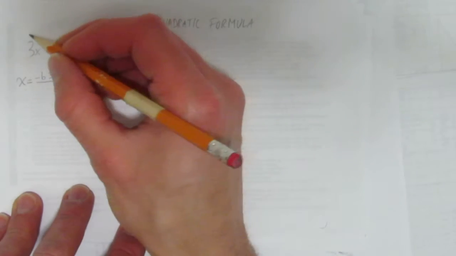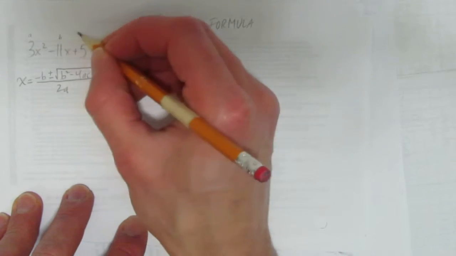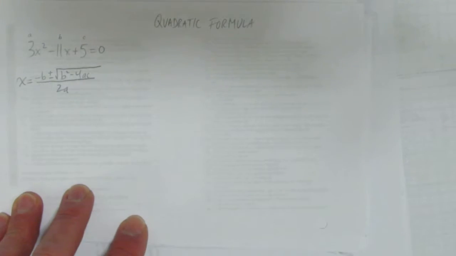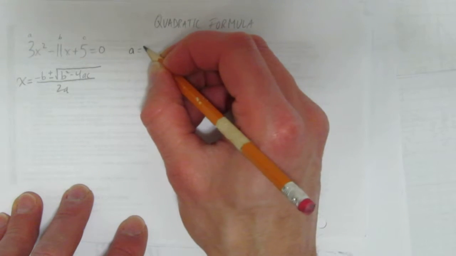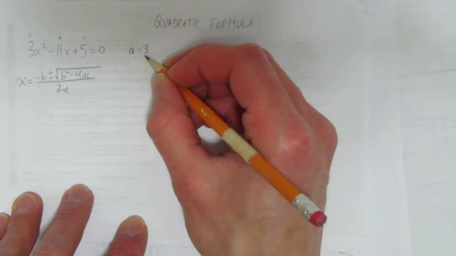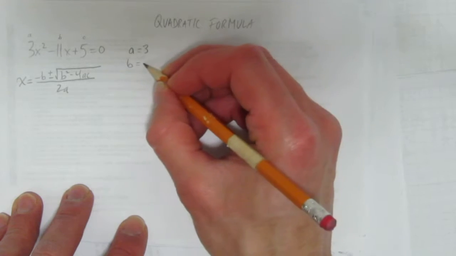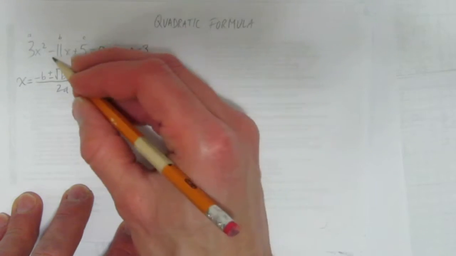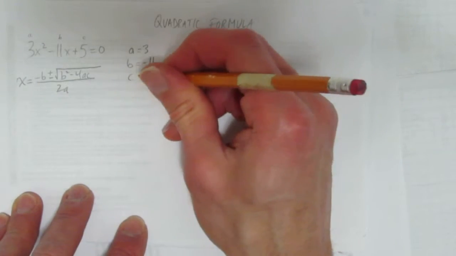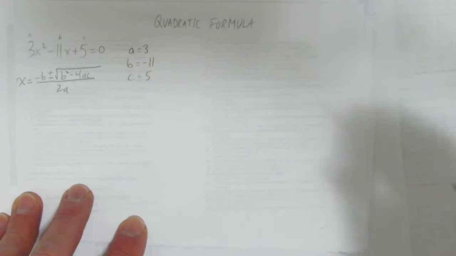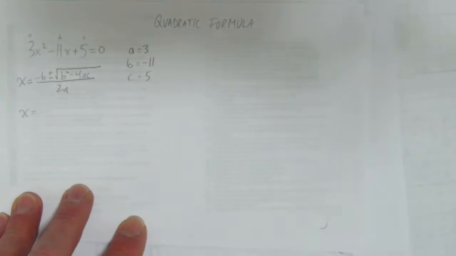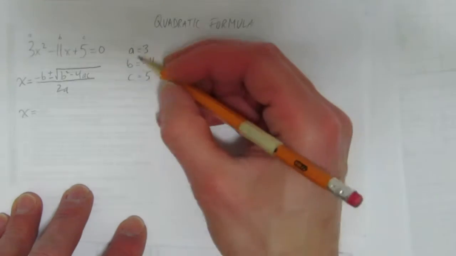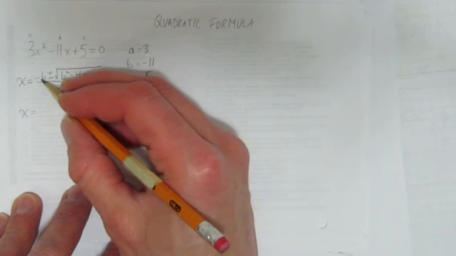If it helps, sometimes you can label, this is the A, this is the B, this is the C. Or sometimes even I write them on the side so I don't mess up the signs. The A is the coefficient on the x squared, 3. The B is the coefficient on the x, which is negative 11, include that negative. And the C is the constant, 5. So the quadratic formula is going to solve this, going to find the zeros or find the solution here by using these letters. So let's sub in negative B.